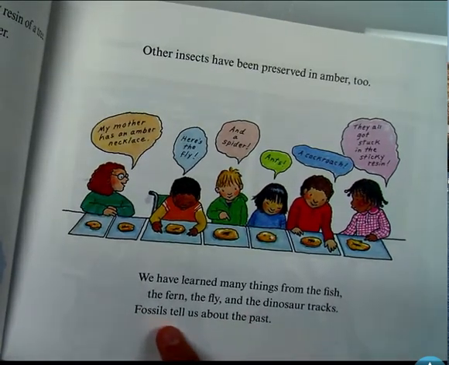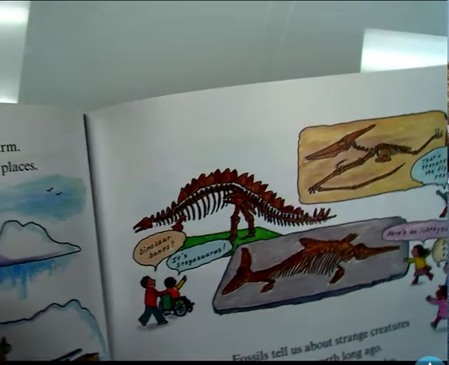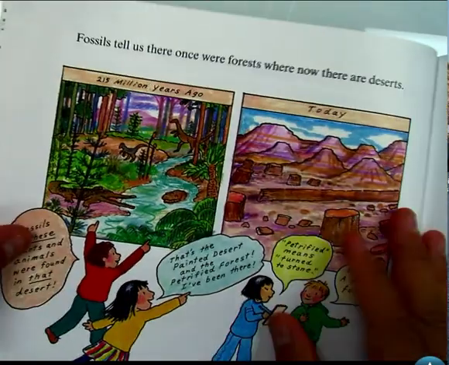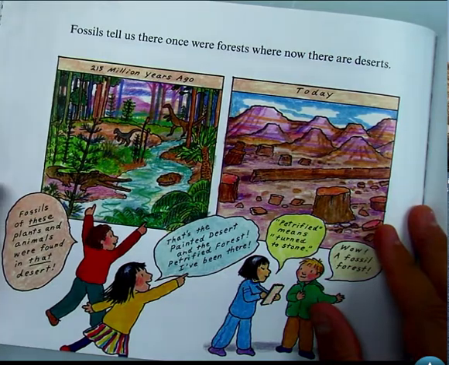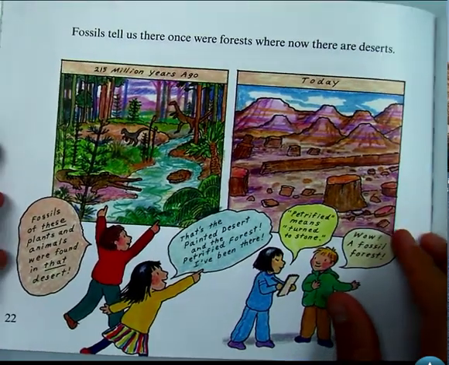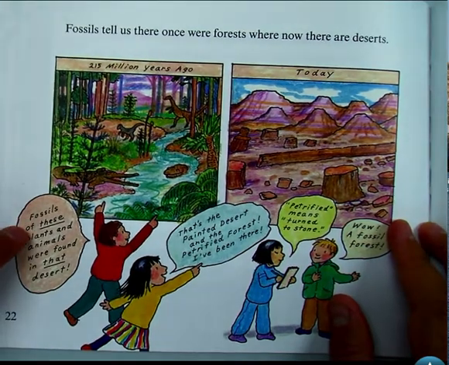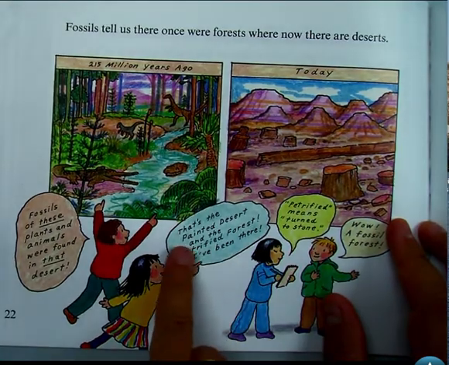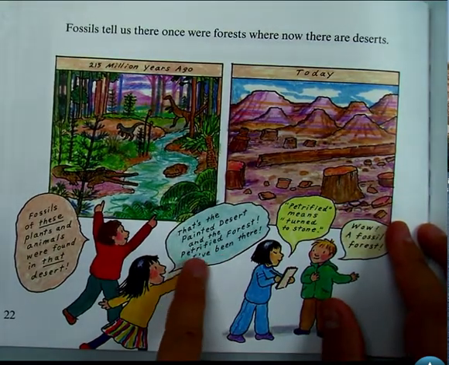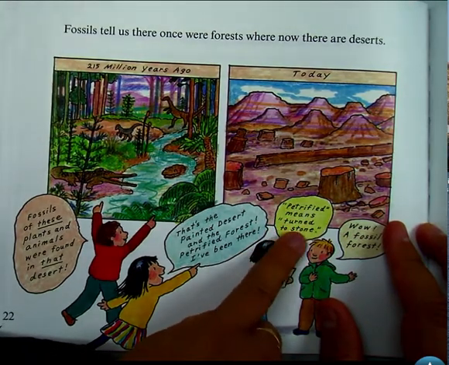Fossils tell us about the past. Fossils tell us there once were forests where now there are deserts. Fossils of these plants and animals were found in that desert. That's the Painted Desert and the Petrified Forest. I've been there. Petrifies means turned to stone.